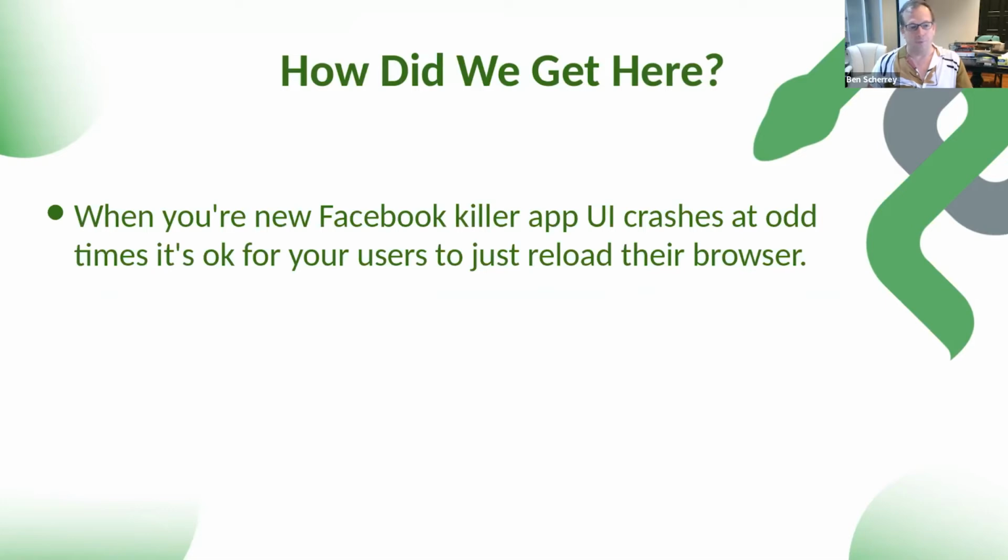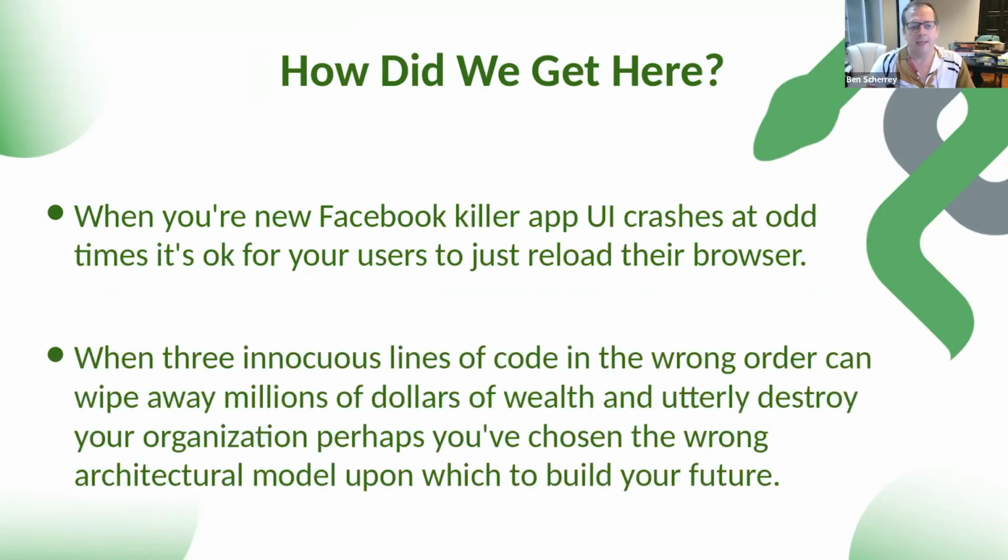So let's put it in perspective, right? When you are writing the next Facebook killer UI and it crashes at odd times because users do weird things occasionally, it's okay to reload your browser and move on, right? That's not the end of the world. However, when 3 innocuous lines of code in the wrong order wipe away millions of dollars of wealth and utterly destroy your organization, perhaps you have chosen the wrong architectural model upon which to build your future. And this is not an exaggeration. You all know what I'm talking about.